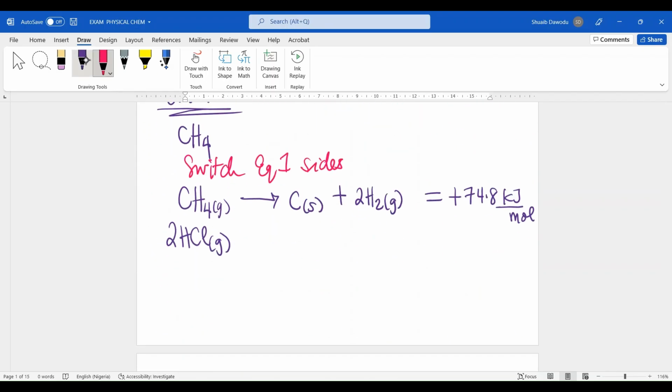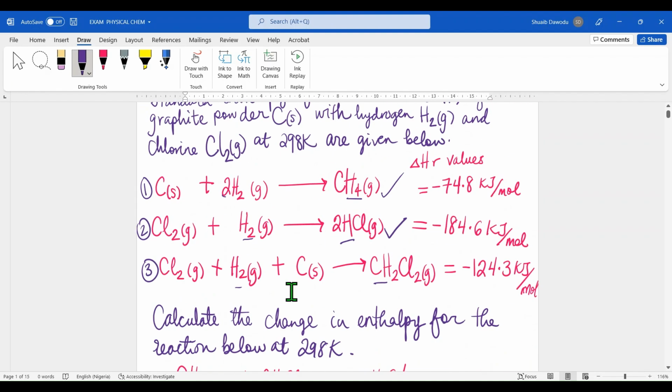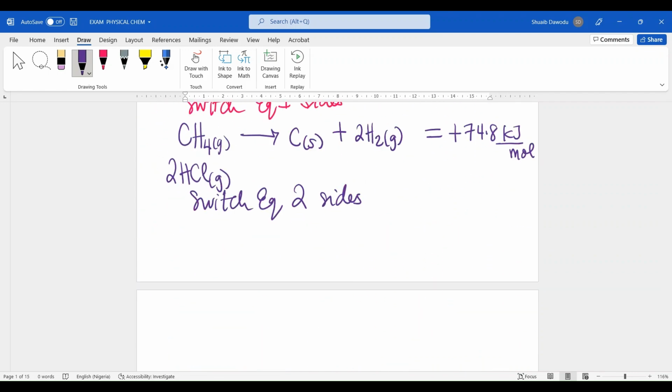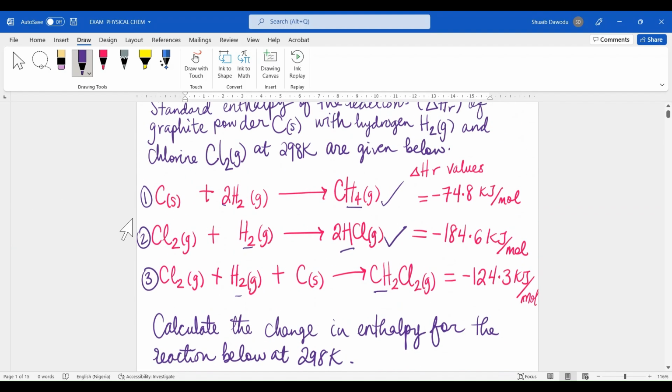So for HCl, we're going to switch equation 2 sides, right? It's just a simple repetition of what we did. And when you switch sides, you're going to end up with 2HCl gas. So you end up with 2HCl gas will give you Cl2 gas plus H2 gas. And of course, when you flip, you're going to have a change in the ΔH value.